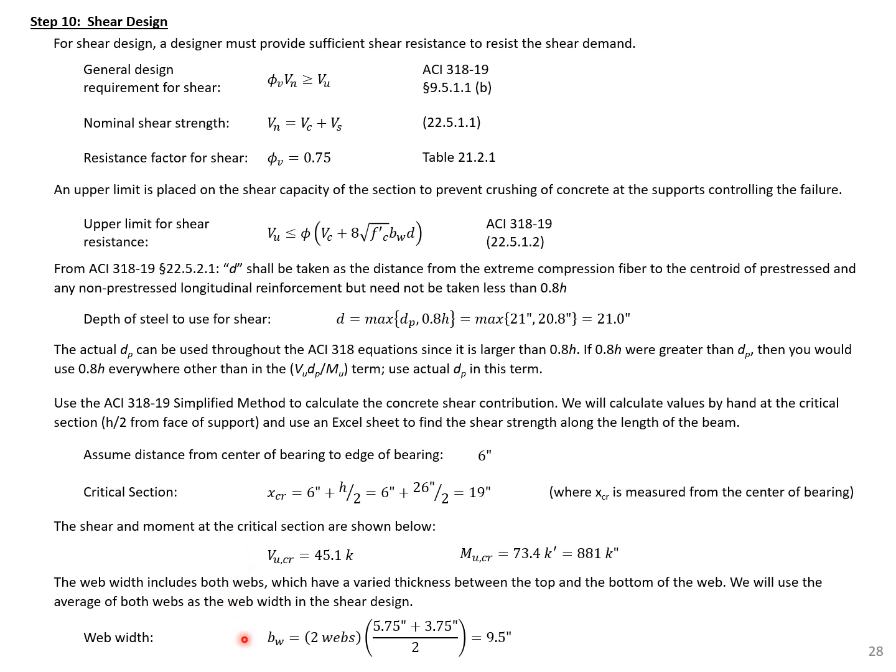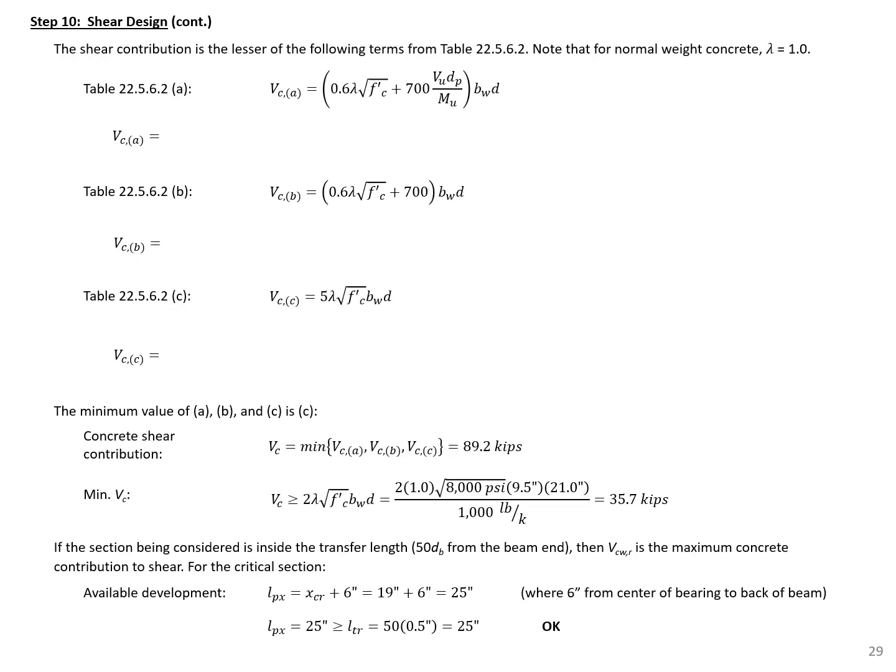Finally, we need to decide what our web width is. We have two webs with a tapered width, and we're going to use 2 times the average width of the web to find our b_w. Doing that, we'll find a web width of 9.5 inches. We can now plug all of our known values into our equations from ACI 318-19, and we're going to use the simplified procedure.